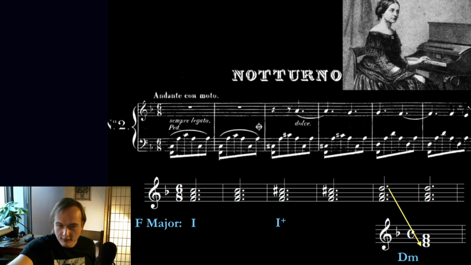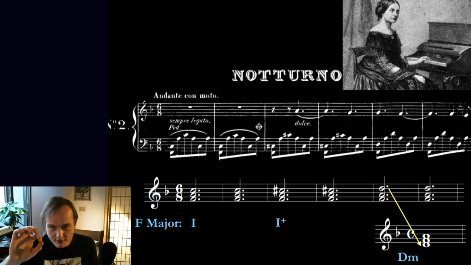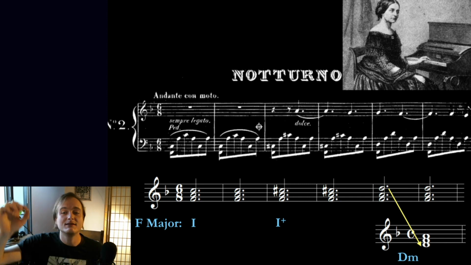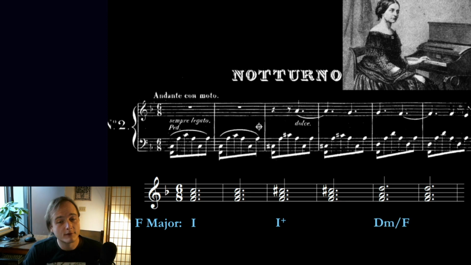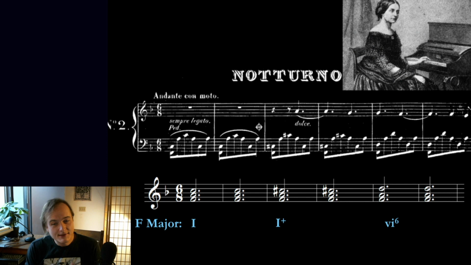Now let's take a look at the intervals above the bass. The interval from F to A is a third, and the interval from F to D is a sixth. In other words, this is the inversion with the third in the bass, which is the first inversion. So we're going to have here D minor over F in the bass, or vi 6, and that will say that this is the vi chord in F major, D minor, when it's in its first inversion. So just to review, this is really important to remember. When the root is in the bass, that is the root position.